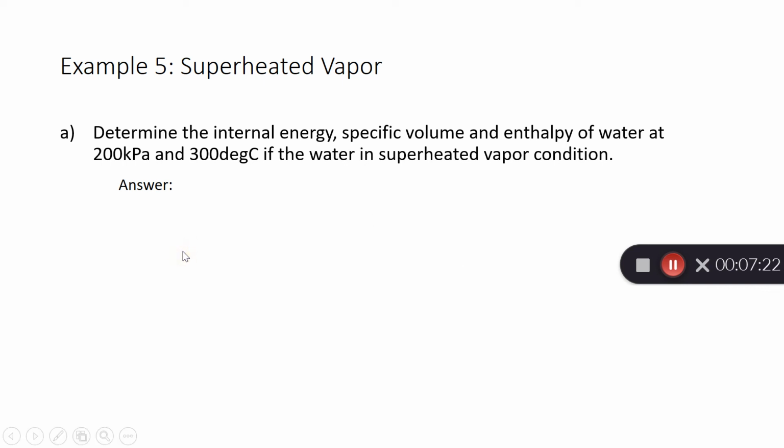Okay, you will see that the internal energy U is this value, 2808.8 kilojoules per kilogram. The specific volume is such, and H, or enthalpy, is this value.